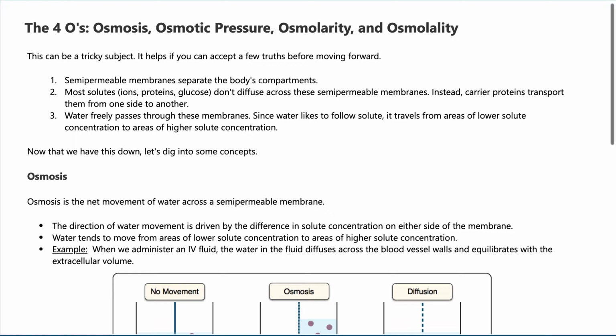Next, we're going to talk about the 4 O's. This is osmosis, osmotic pressure, osmolarity, and osmolality. This can be a tricky subject. If it helps, you can accept a few truths before moving forward.